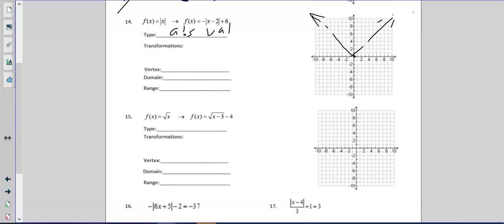This one has got three things going on. The negative outside is going to flip it. The -2 inside means it's going to go right 2, and the +6 means up 6.